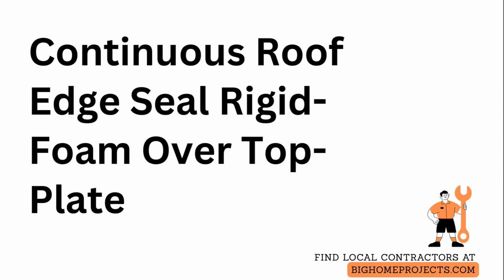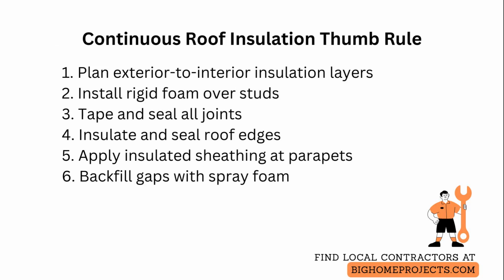Continuous roof insulation must form an unbroken thermal envelope at roof-to-wall junctions to prevent thermal bypass. Continuous roof insulation means placing insulation so there are no gaps where warm air can travel through framing cavities at the roof-to-wall connection. Start by planning layers from outside to inside.